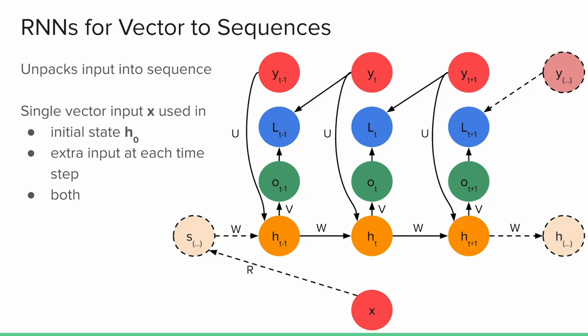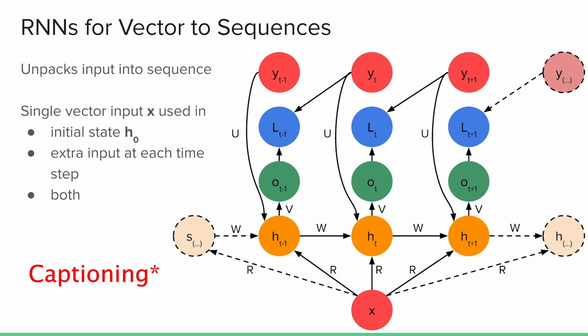We could also say, well, I don't want to only initialize my value at the beginning, I actually want to have that information at each time step, as our input sequence here. Or we can do both. And when you think about, for example, image captioning, where we want to place a short description underneath an image, it would totally make sense to get access to the image at each time step.